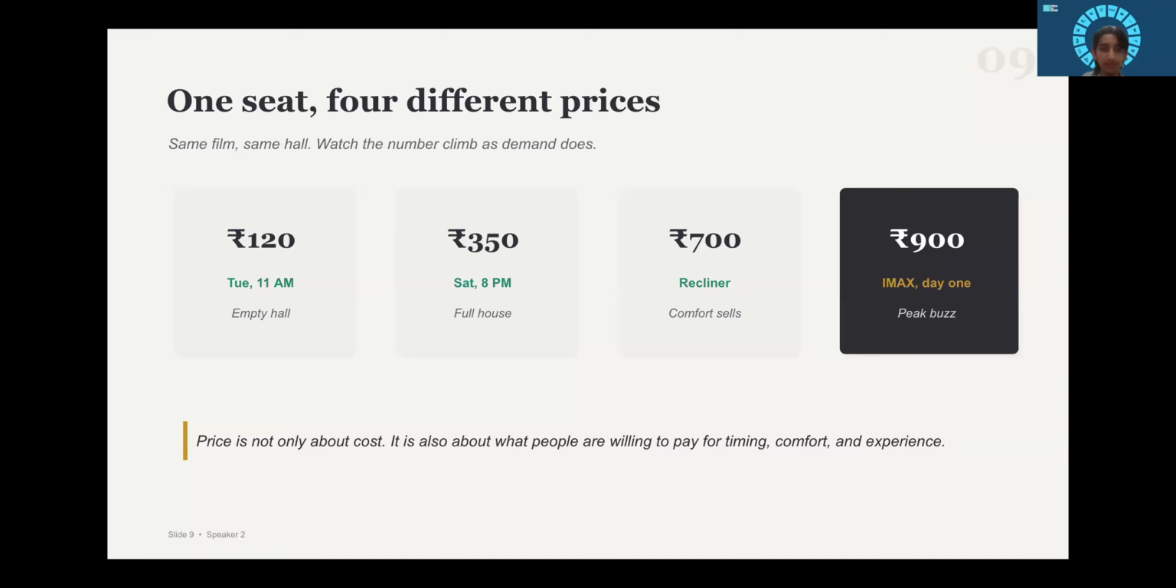But the price changes based on timing, comfort, and how much people want it at that time. This is called price discrimination, when a business charges different amounts to different people based on which group is willing to pay more.